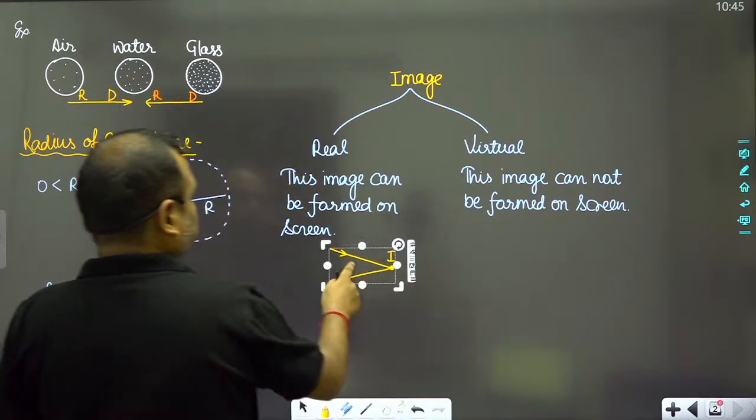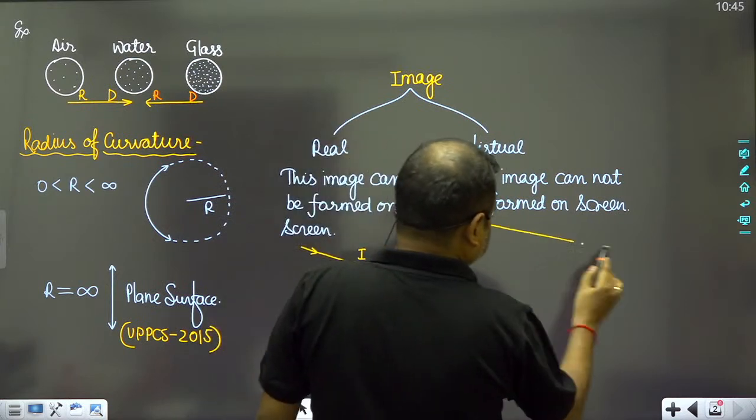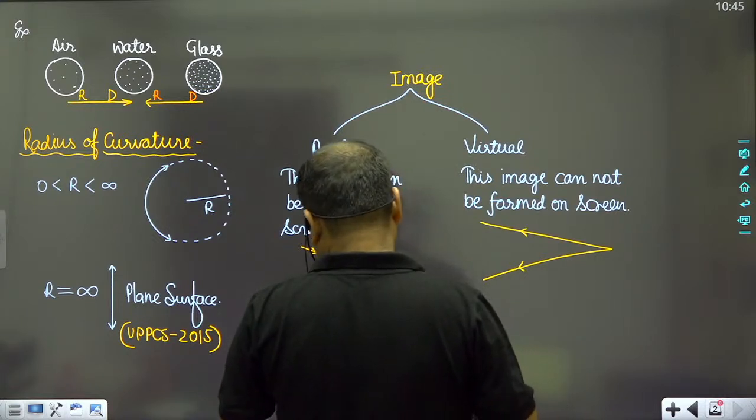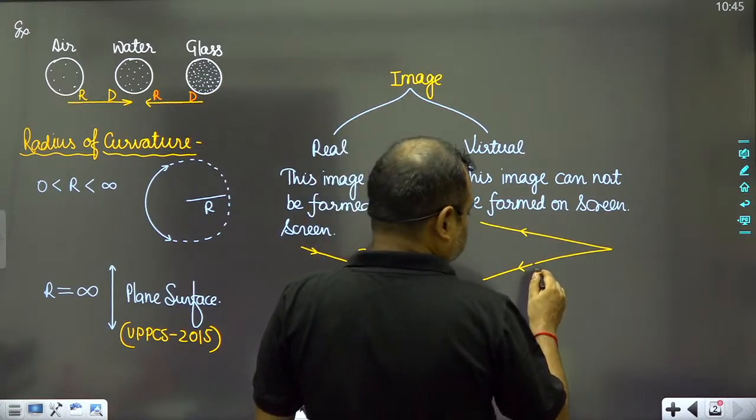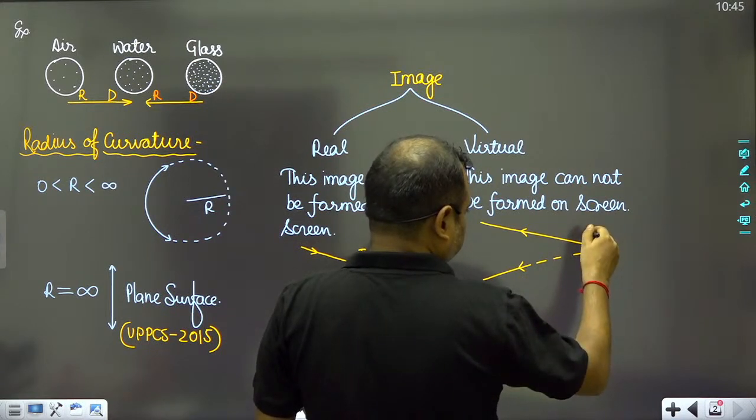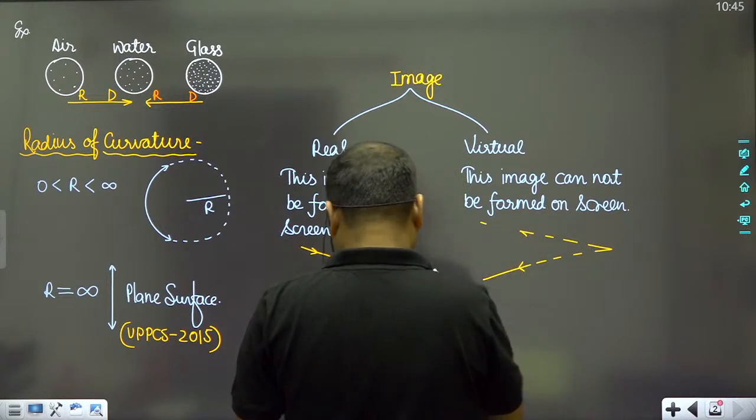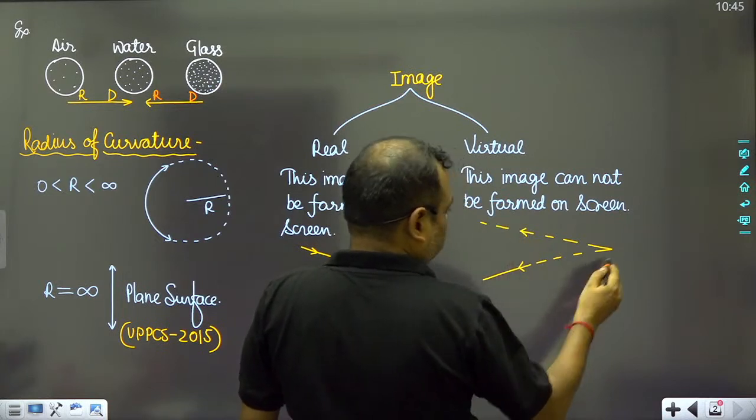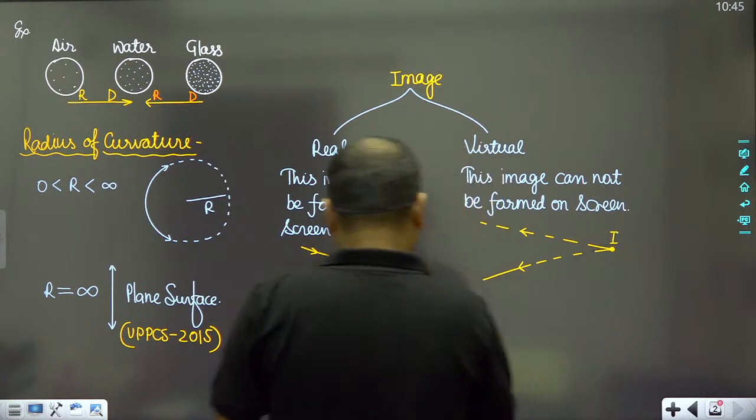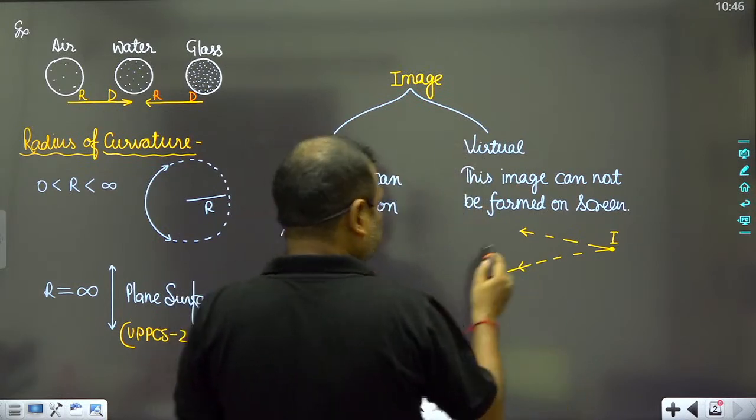Okay, then obviously the real image will be formed like this. If two light rays are coming from a point like this, then obviously two light rays are coming from the point. It means the image at this point is virtual.